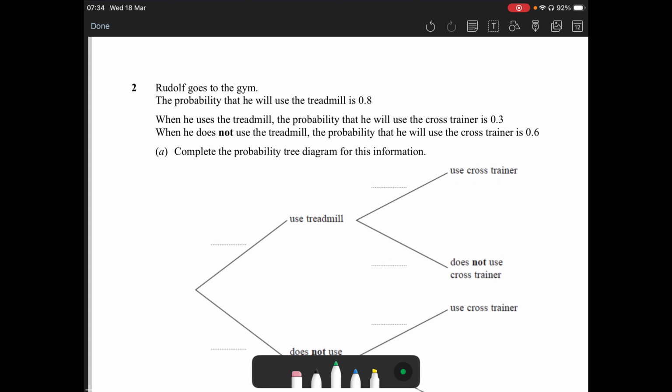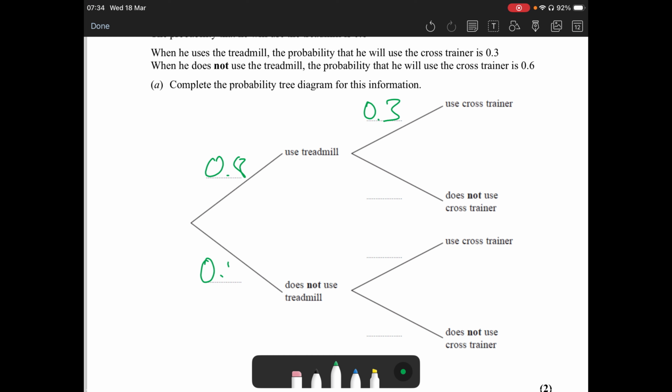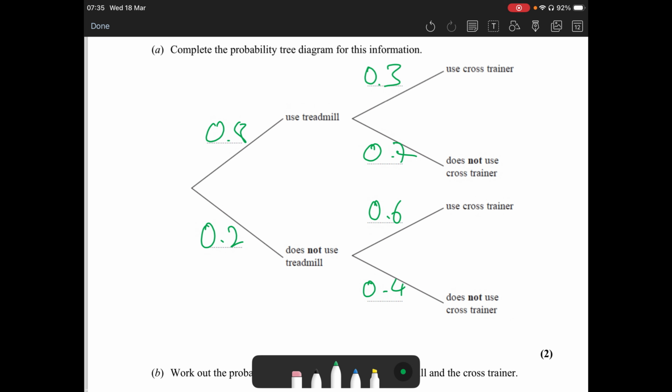Next question, number 2. Probably he's going to use a treadmill 0.8. When he uses a treadmill, probably he will use a cross trainer 0.3. When he does not use a treadmill, which has to be 0.2, they have that up to 1. Probability they use the cross trainer 0.6. Okay, so each pair of branches adds up to 1, so this one's going to be 0.7, this one's going to be 0.4. So that's part A, I've done it.